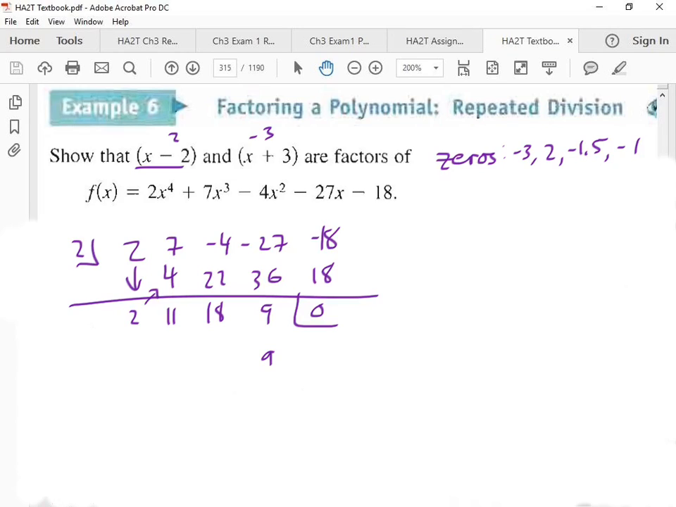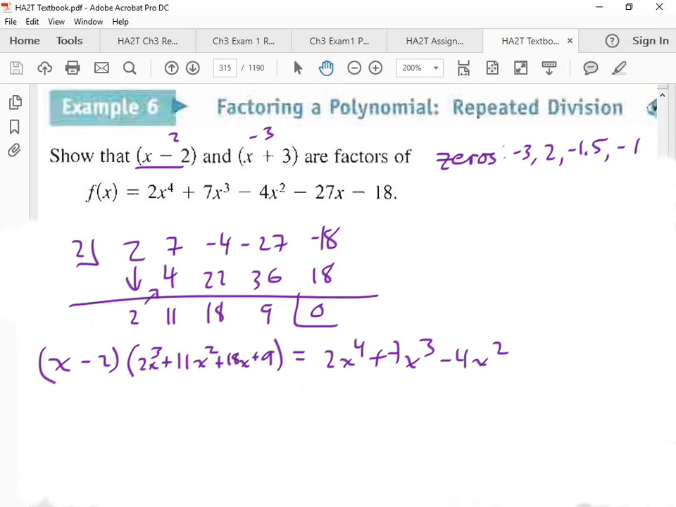I have a 9, and then an 18x, and then an 11x squared, and then a 2x to the third. So this times x minus 2 equals what we started with: 2x to the fourth plus 7x to the third minus 4x squared minus 27x minus 18. I'm writing sloppy because I'm trying to go fast. So we are on our way to factoring. All we have to do is divide out more factors from this to continue factoring.